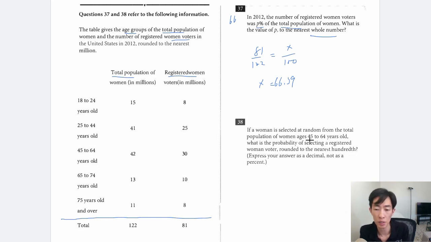Question 38, if a woman is selected at random from the total population of women aged 45 to 64, that's here, what is the probability of selecting a registered voter, rounded to the nearest hundredth? So kind of the same problem as before. We're doing 30 out of the whole, so 30 out of 42. And if you don't want to do proportions, you could just do 30 divided by 42 on your calculator. That's going to give you 0.714. Just remember that this is out of 1,000, or 71 out of 100. So this is going to be 71%, and they want it as a decimal. So it's 0.71, and that's the answer.